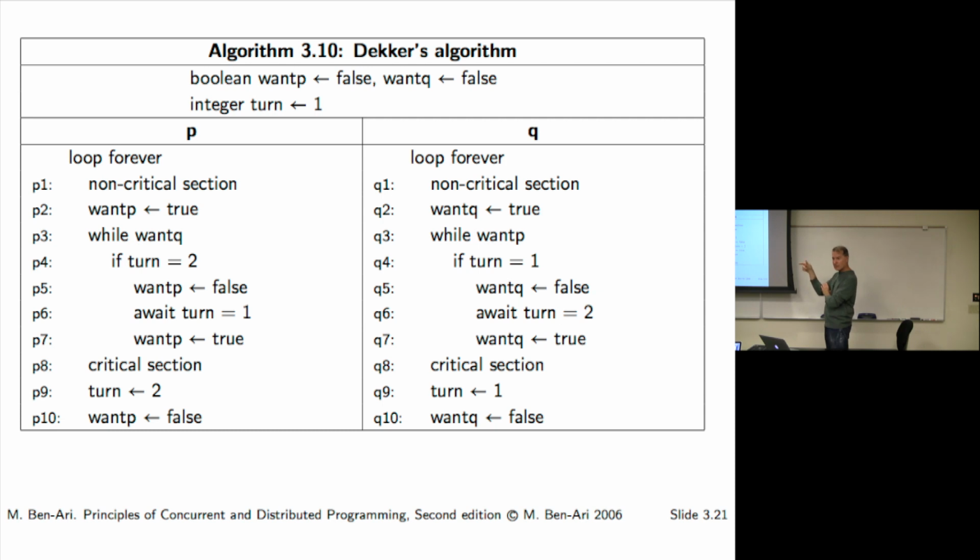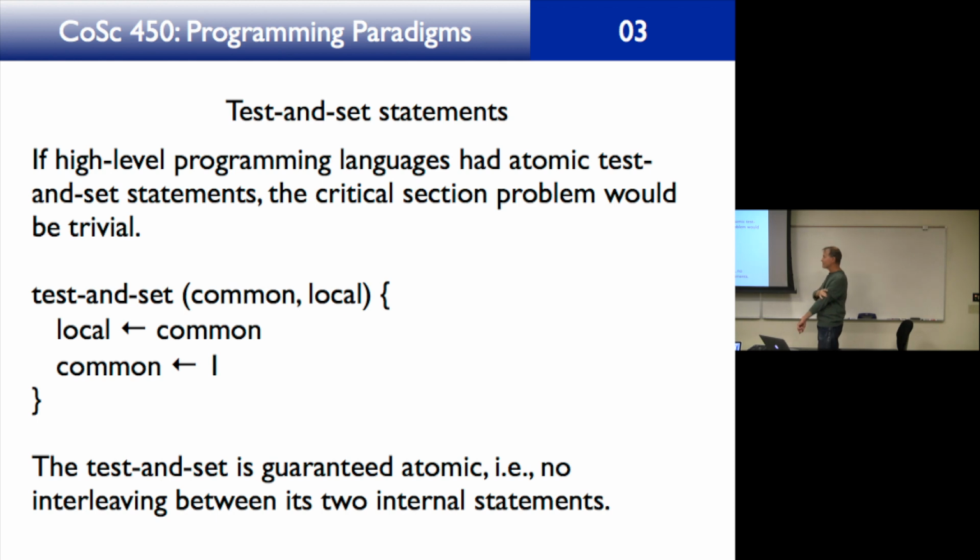Now, the await can be implemented with a loop, a spin lock, right? You can code this up in C++. Now, one kind of statement that C++ does not have is a statement called test and set. But let's imagine that in fact C++ had this test and set instruction. Now here is what the test and set instruction does.